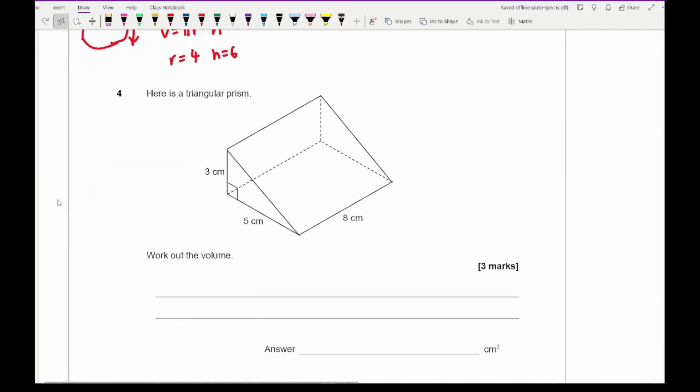Moving on to question 4, it says here is a triangular prism. Work out the volume. Well, to work out the volume of any prism, all we need to do is work out the cross-sectional area, which is the triangle, and multiply that by the length. So here we've got 3 times 5 divided by 2, which is 15 over 2, and then we multiply that by 8. Now 15 over 2 is 7.5, but if it was non-calculator, I would leave it as this. So you're either going to do 7.5 times 8, or you're going to do 15 multiplied by 8 divided by 2. Either way, you should end up with an answer of 60.